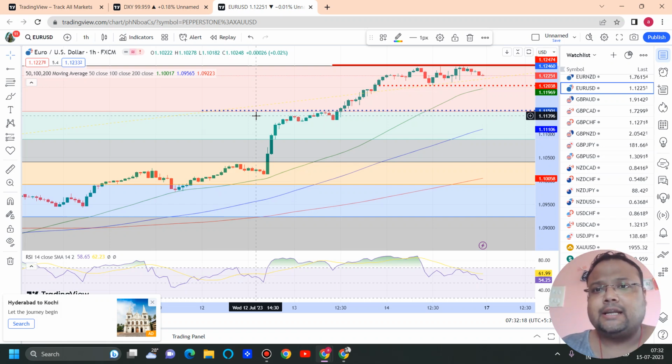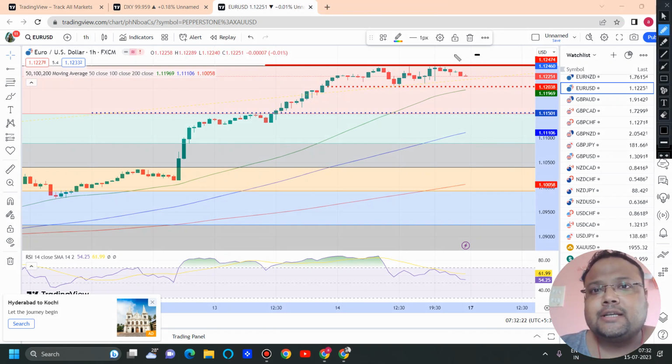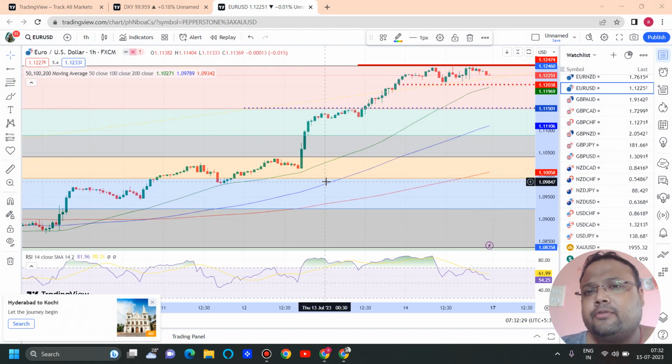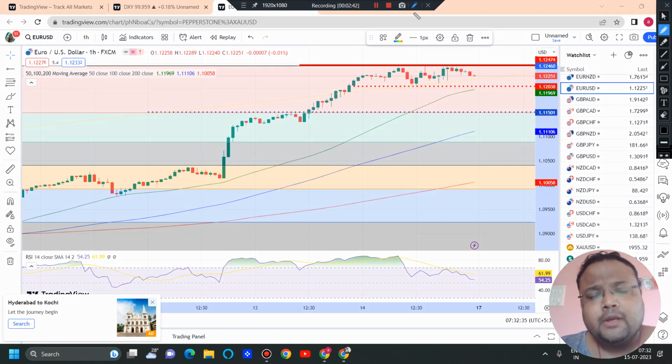But just like gold, during the last trading hours, Euro USD was also stuck inside a range. And after this kind of up move, obviously the market going for rest is not a big thing here. As a result, you need to observe the market carefully on Monday.